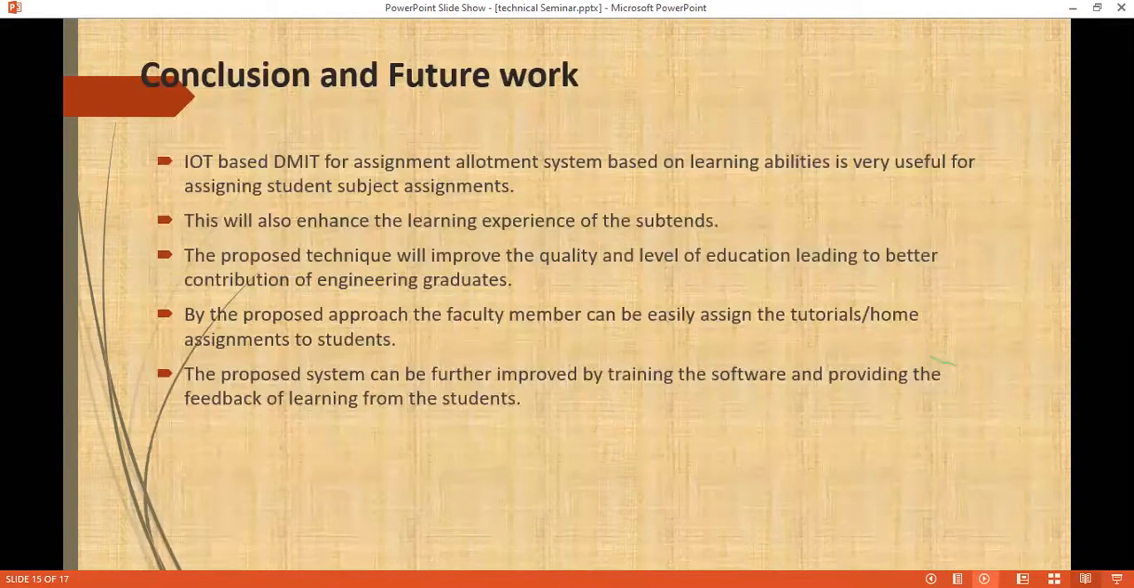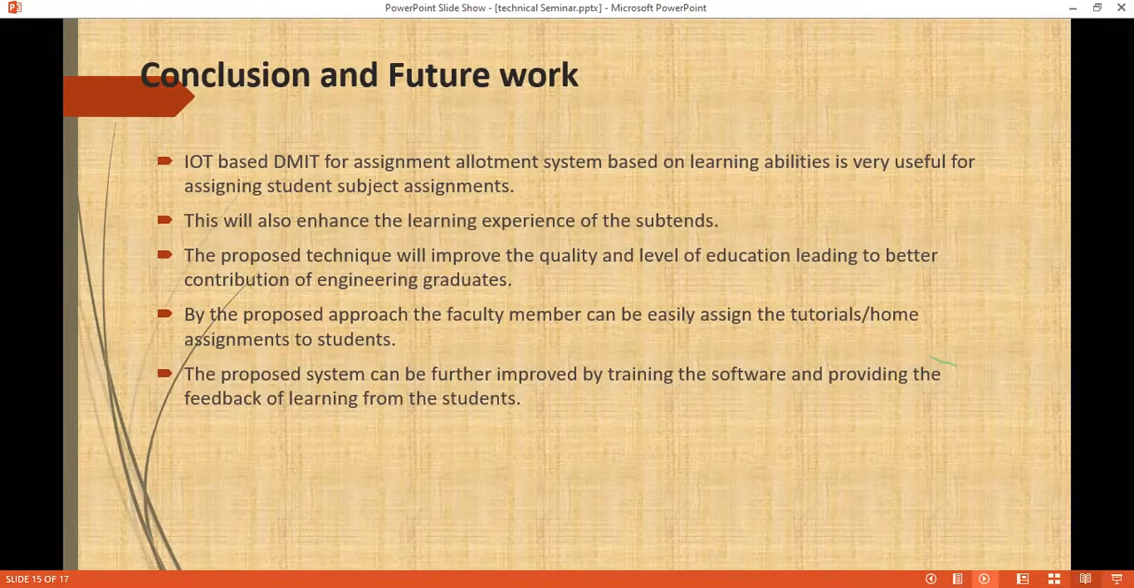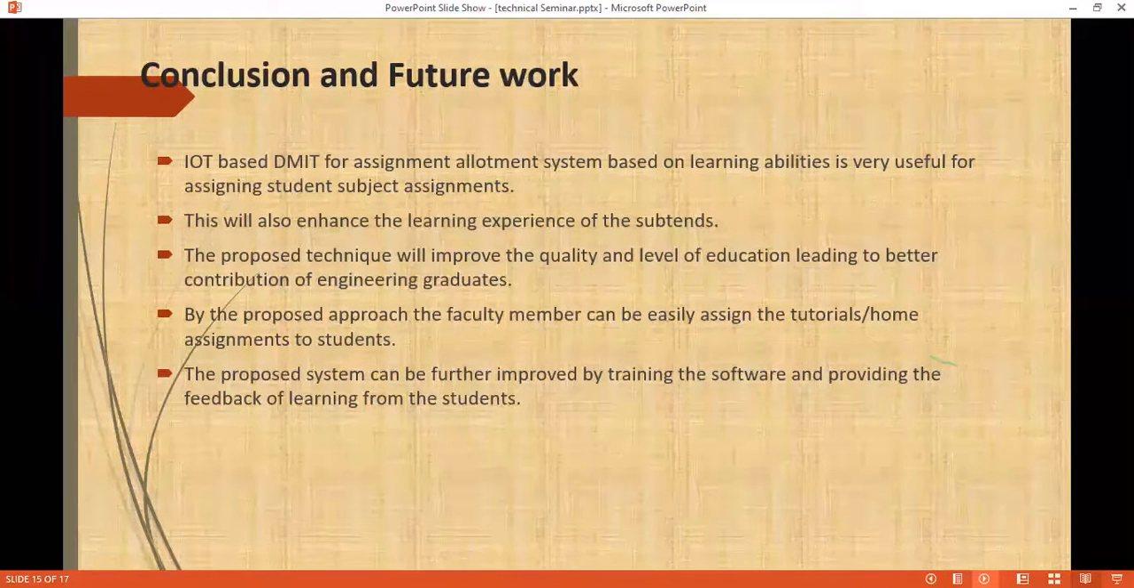So, conclusion: the IoT-based DMIT for assignment allotment system will be very useful for engineering students for allotting assignments, so that there is no manual work for teachers. The proposed technique will improve the quality and level of education, leading to better contribution of the engineering graduates also. By the proposed approach, the faculty member can easily assign the tutorials or assignments to the students.